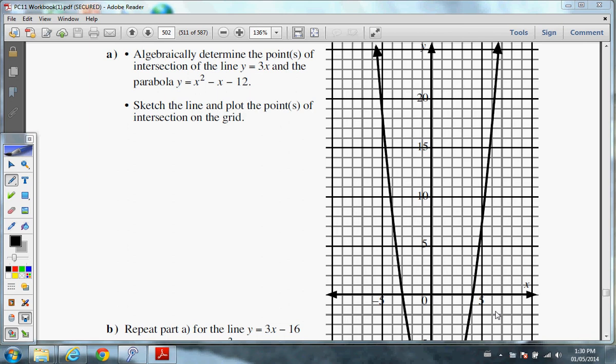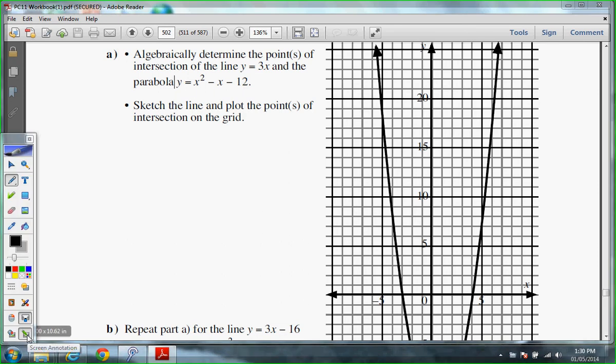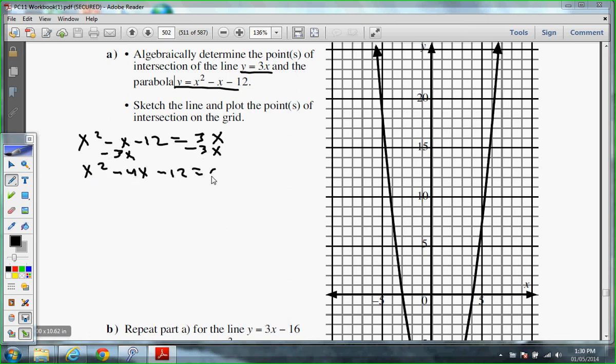Okay, so what it wants me to do first is algebraically determine the points of intersection between y equals x squared minus x minus 12 and y equals 3x. So from these two equations, again, they both equal y, so we set them equal to each other. Just like that. I'm going to minus the 3x, x squared minus 4x minus 12 equals 0. We want to factor. That gets me x minus 6, x plus 2 equals 0.